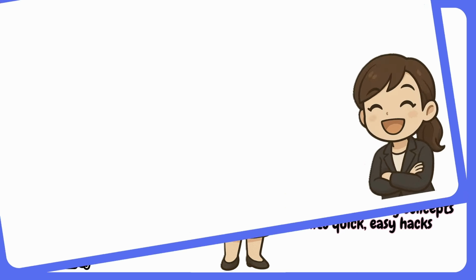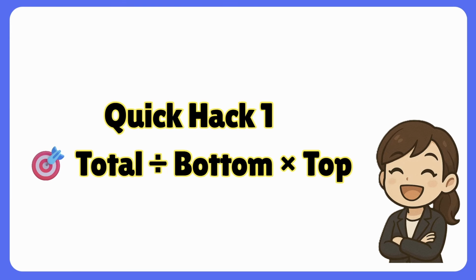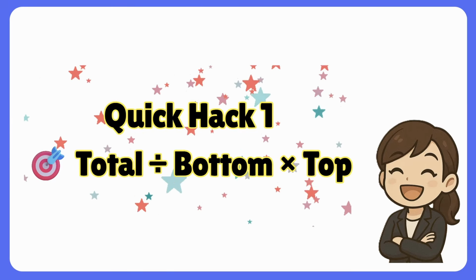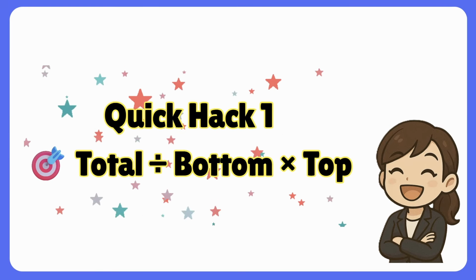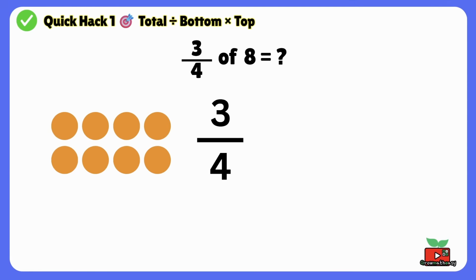Let's start with quick hack 1. The rule is simple. Total divided by the bottom number, then multiplied by the top number. Let's see how quick hack 1 works when we calculate fractions of amounts. What is 3/4 of 8?